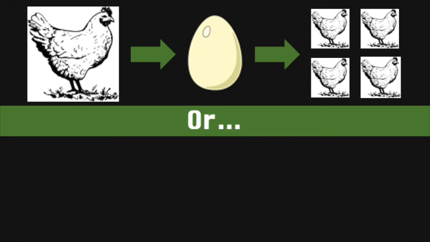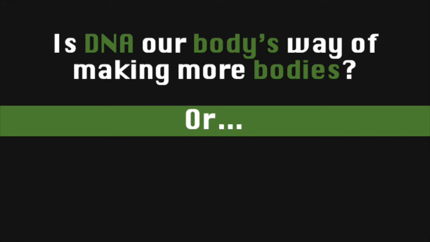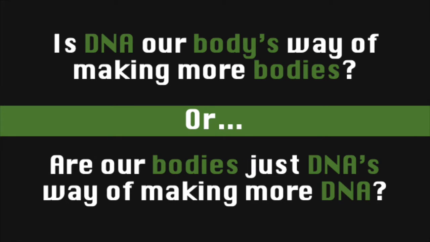This might not seem like such a big deal, but I have a little bit of an analogy for you to put things into perspective. Think about chicken and eggs. We could say that the egg is just a chicken's way to make more chickens, but at the same time, we can completely flip that way of viewing things around. We can say that a chicken is just an egg's way of making more eggs. In the same way, we can pose the question like this: is DNA our body's way of making more bodies? Or are our bodies just DNA's way of making more DNA? And that bottom way of thinking about things is really the gene-centric view of evolution. It's evolution from the perspective of the gene.